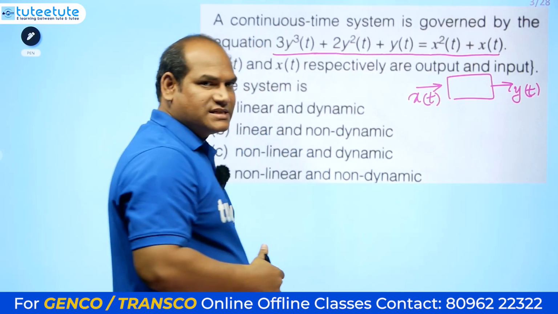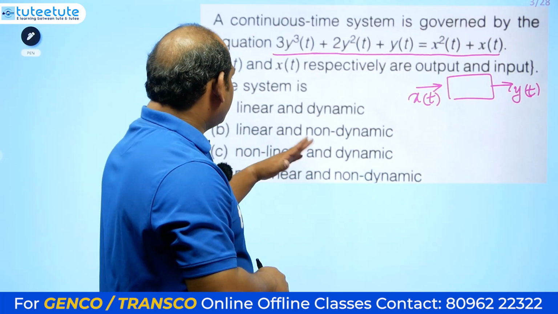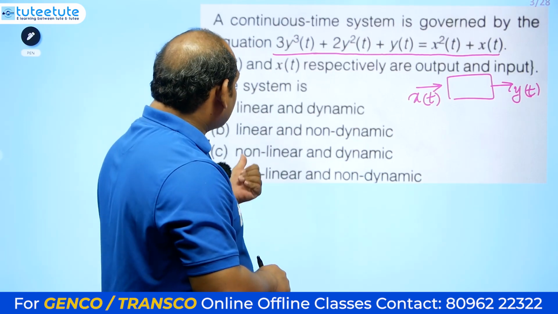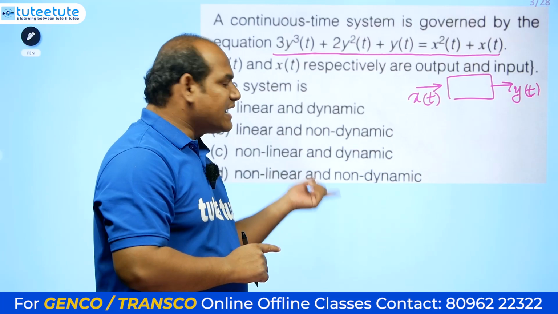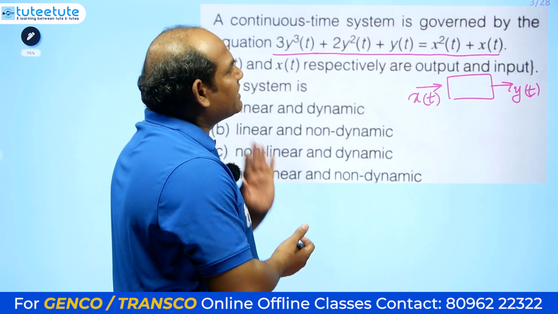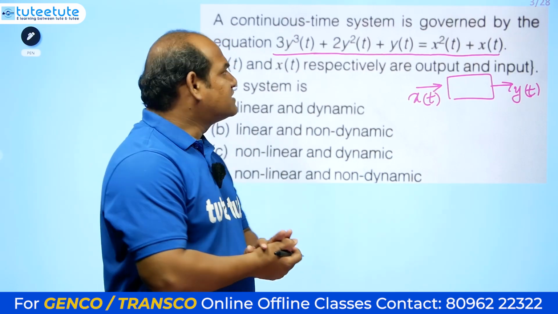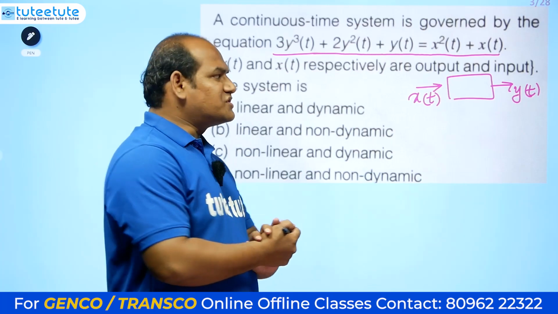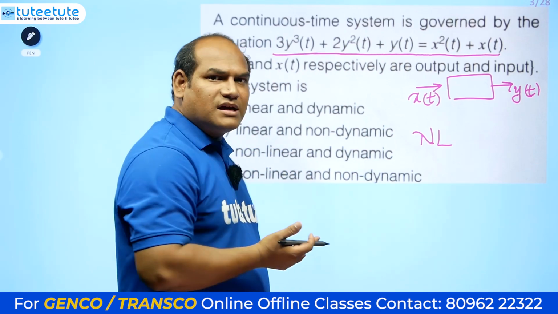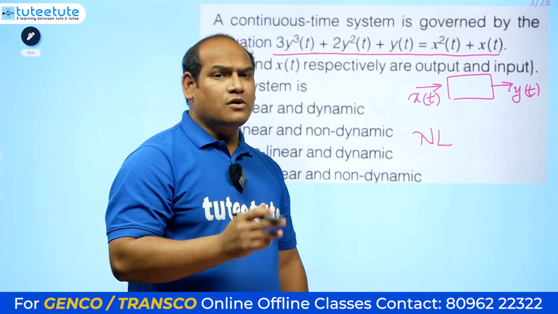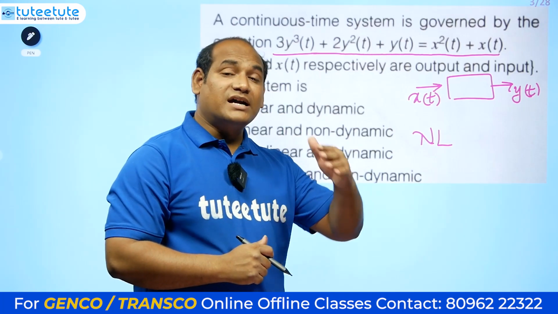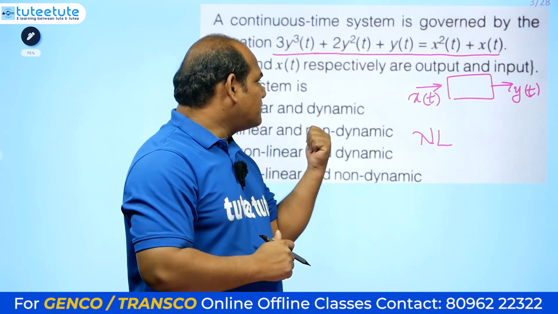If you see the options, they are linear, dynamic; linear, non-dynamic; like this we have. All the options are talking about linearity and dynamic nature, which means we need to check these two conditions. By seeing the equation itself, we can tell the system is non-linear, because here you can observe powers. So the system is non-linear because of the powers. Next, dynamic means with memory. We have the types of systems like static system and dynamic system. Static means memoryless, and dynamic means with memory.